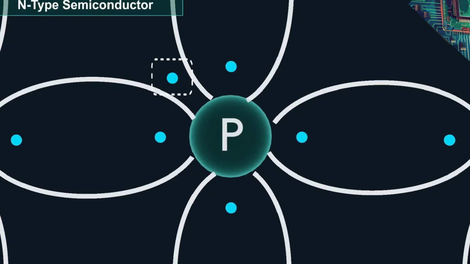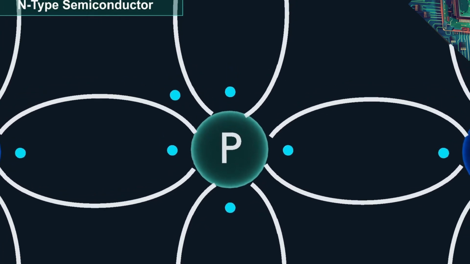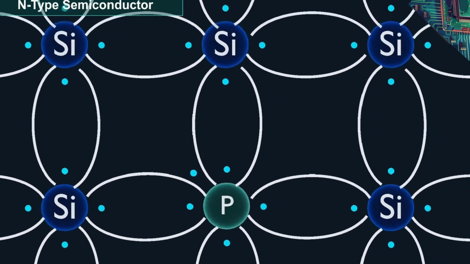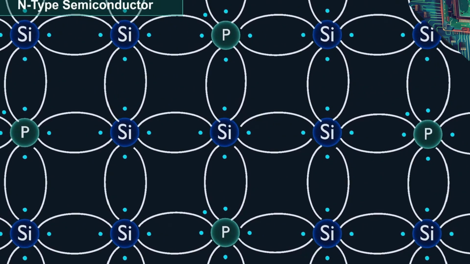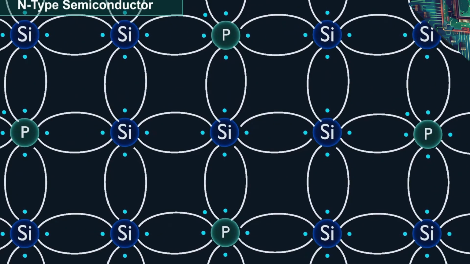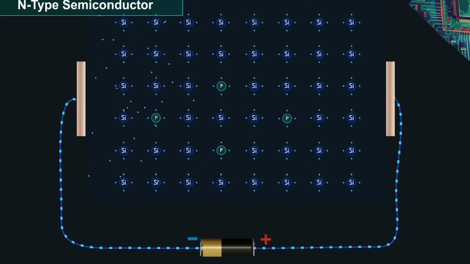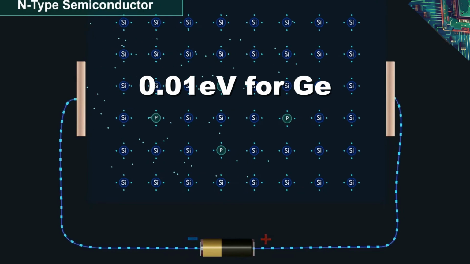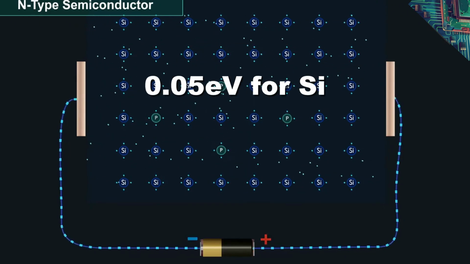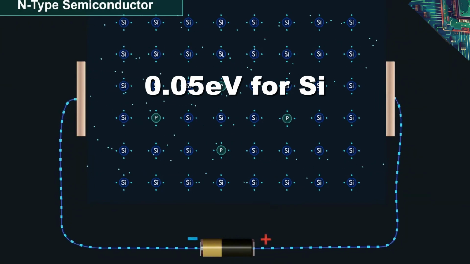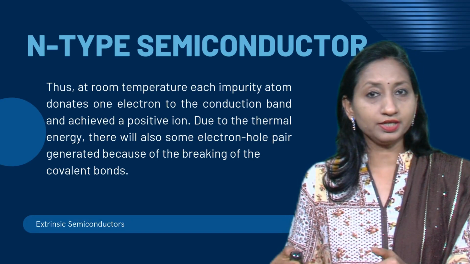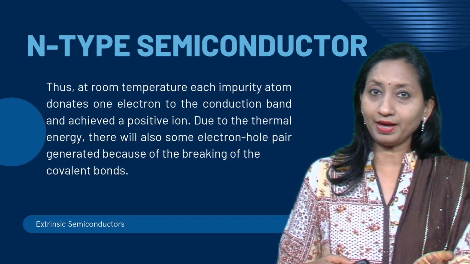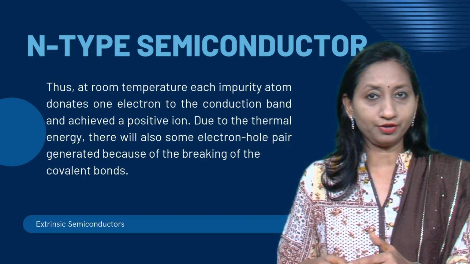Hence, it is easily energized from the valence band to the conduction band by an increase in thermal energy. The energy required to detach the 5th electron from the impurity atom is very small, of the order of 0.01 electron volt for germanium and 0.05 electron volt for silicon. Thus, at room temperature, the impurity atom donates 1 electron to the conduction band and becomes a positive ion.